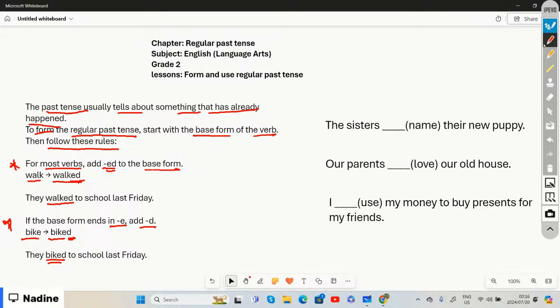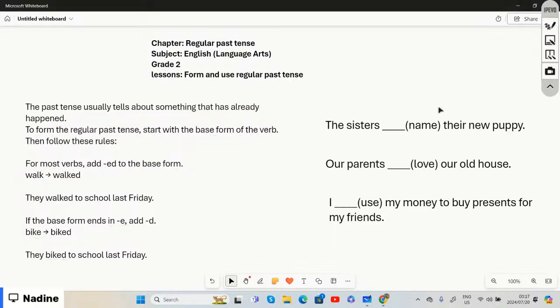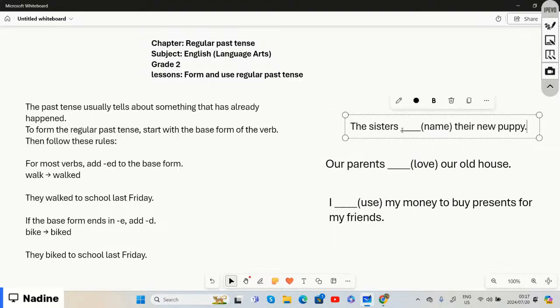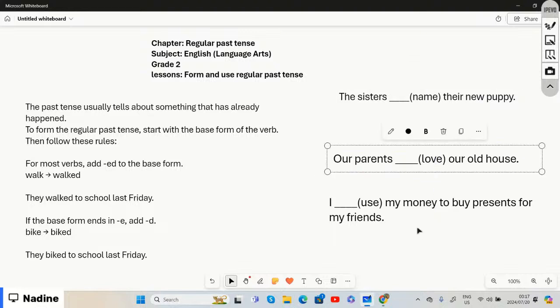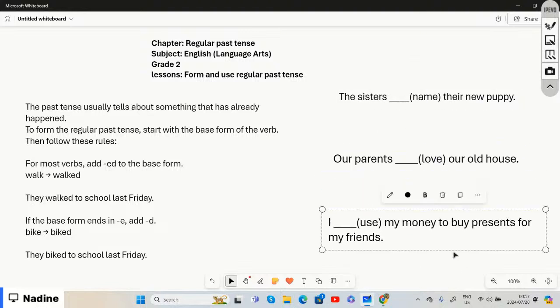All right. So now, if we look at our examples, our example says, the sisters name their puppy. I'm gonna do this, then I'm gonna write the answer at the bottom. The sisters name their puppy. We need to change the word in brackets to a past tense verb.